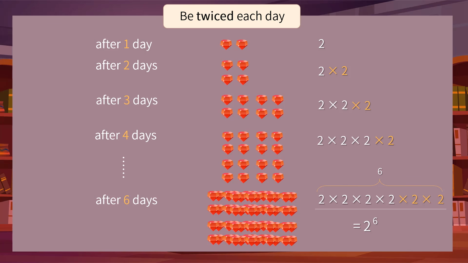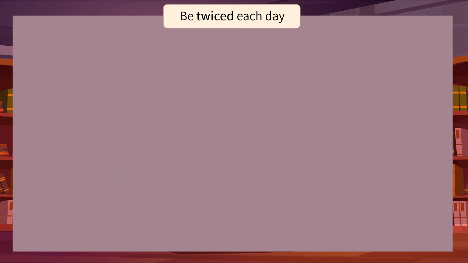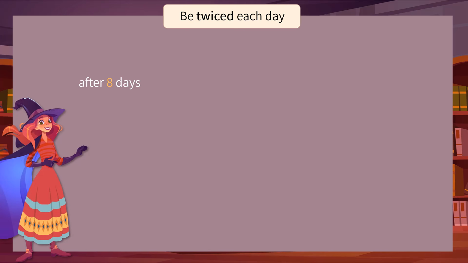number is multiplied. For example, if Ursula put the gem into the crystallarium and waited for 8 days, then the equation would be 2 multiplied itself 8 times, which can be expressed as 2 to the 8th power. Friends, have you got it?